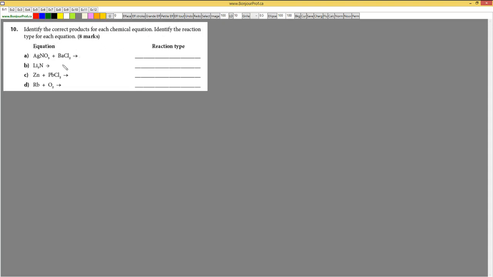Okay, so we have an equation. For example, I'm going to start with the first one. We have AgNO3 plus BaCl2. We have these two compounds. They will react. We want to know what they will give us.